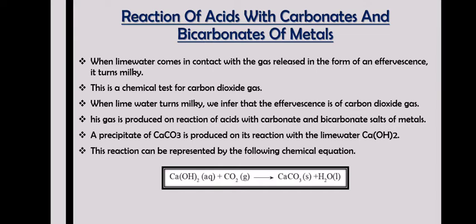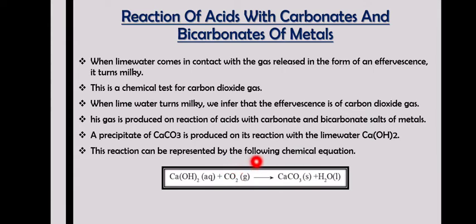Now what happens is, we see here Ca(OH)2, right? That is lime water. Calcium hydroxide when dissolved in water is called lime water. When you allow carbon dioxide gas to pass through it, it will turn milky. Why? Because it forms CaCO3. See, calcium hydroxide is combining with CO2 and forming CaCO3.